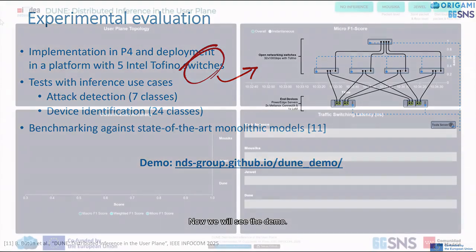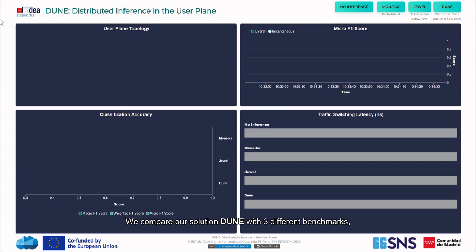Now we will see the demo. We compare our solution DUNE with 3 different benchmarks: No Inference, Musica, which is a packet-level solution, and Joule, which is a joint packet and flow-level solution.